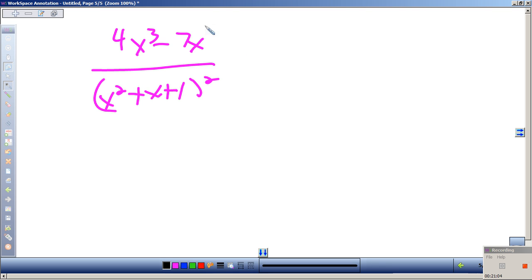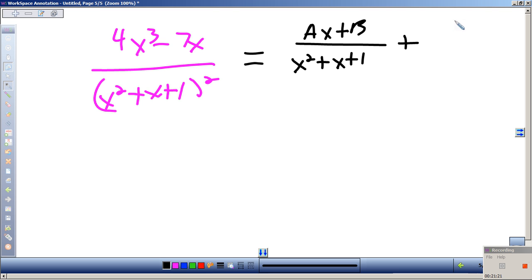Okay, so how are we going to set it up? ax plus b over x squared plus x plus 1, plus cx plus d over x squared plus x plus 1 squared. Okay, everybody understand where that's coming from? Okay, do it. Try it out.